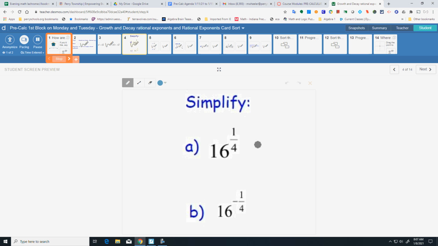So let's go ahead and simplify. On this one, this will be the 4th root of 16. Well, 16 is 2 times 2 times 2 times 2. So it's happening 4 times. So the 4th root of 16 is 2. That negative, we know how to deal with negative exponents. So it's really 1 over the 4th root of 16, which would be 1/2.